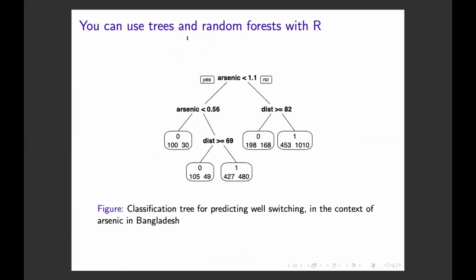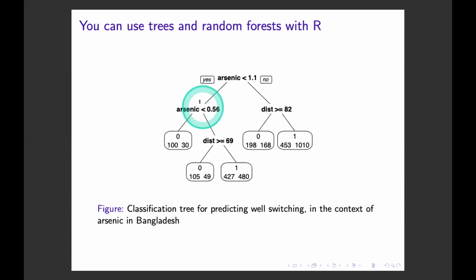Now, one such technique which is really successful is random forests. Random forests build on trees, and a tree is something like this. This uses an algorithm, in the context of well switching in Bangladesh. We want to predict whether a family is going to switch its well. If your well has arsenic, it's going to lead to health problems, so you might want people to switch to a neighboring well which doesn't. Two things which can affect whether a household switches are arsenic or the distance.